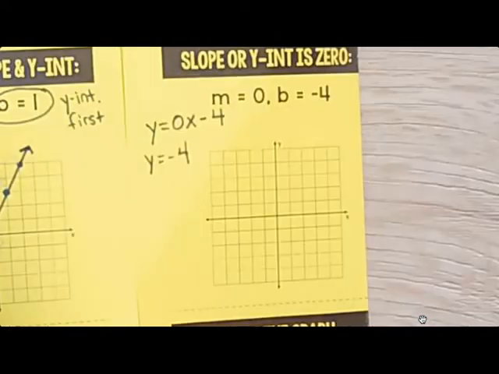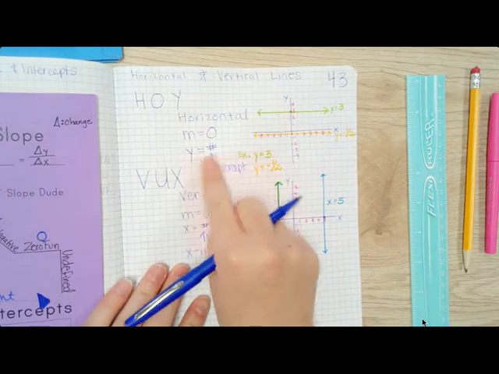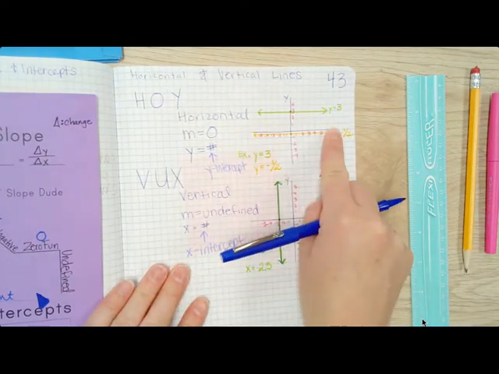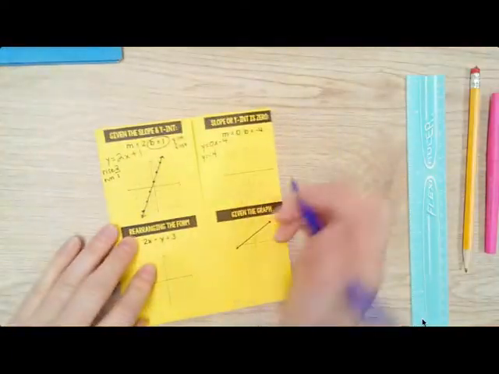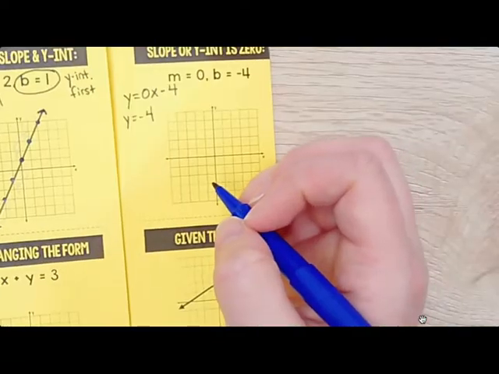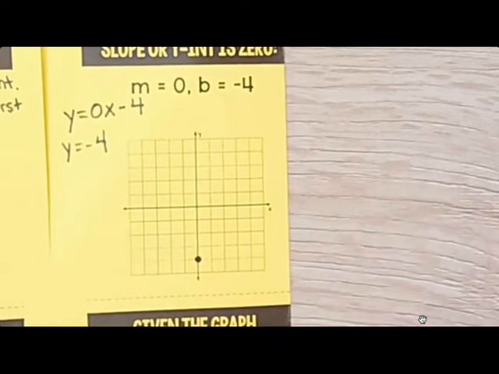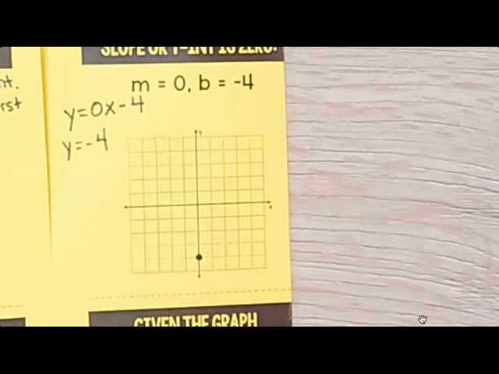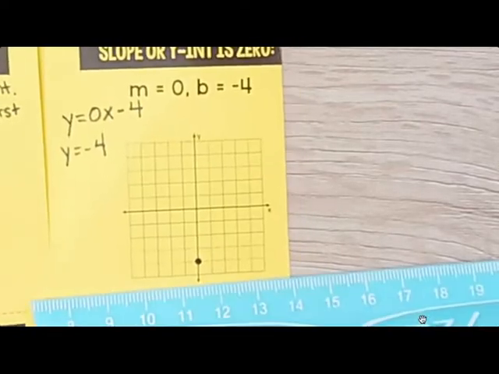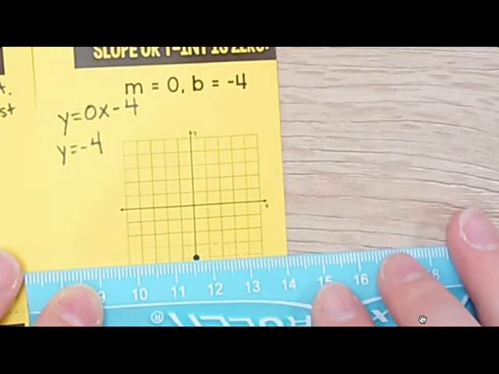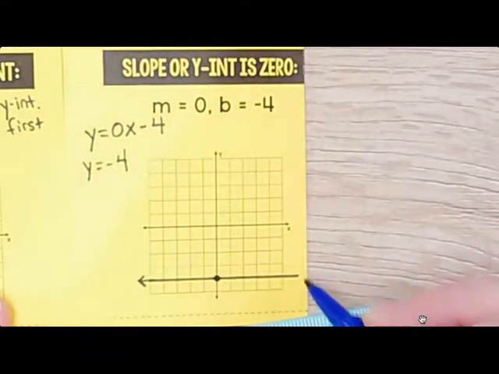So if we look back at our notes, if it says y equals a number, it's going to be a horizontal line. And it's going to be on the y-intercept. So horizontal line on the y-intercept. So the y-intercept is a negative 4. So 1, 2, 3, 4. And 0 slope, meaning it doesn't go up or down at all. It just goes straight. Remember slope dude, 0 fun? He's walking in his snowshoes or in his skis. Put arrows on the end.